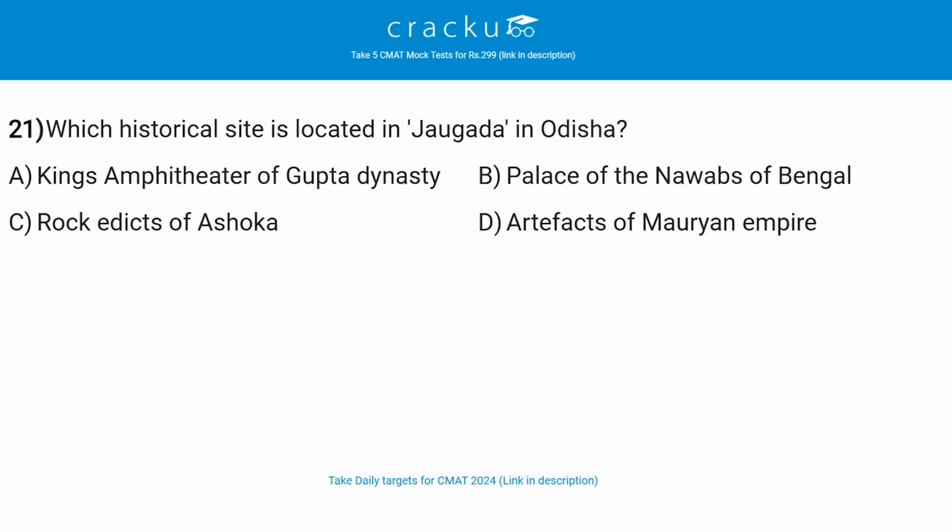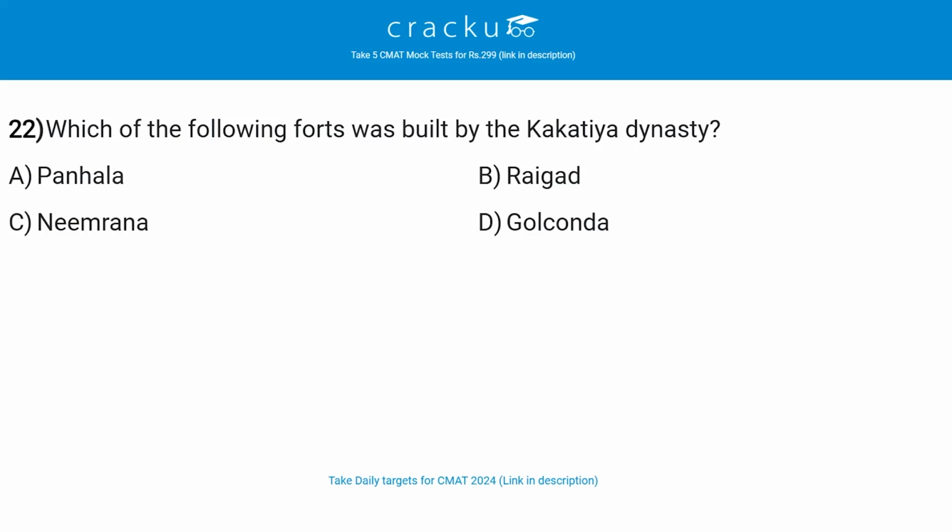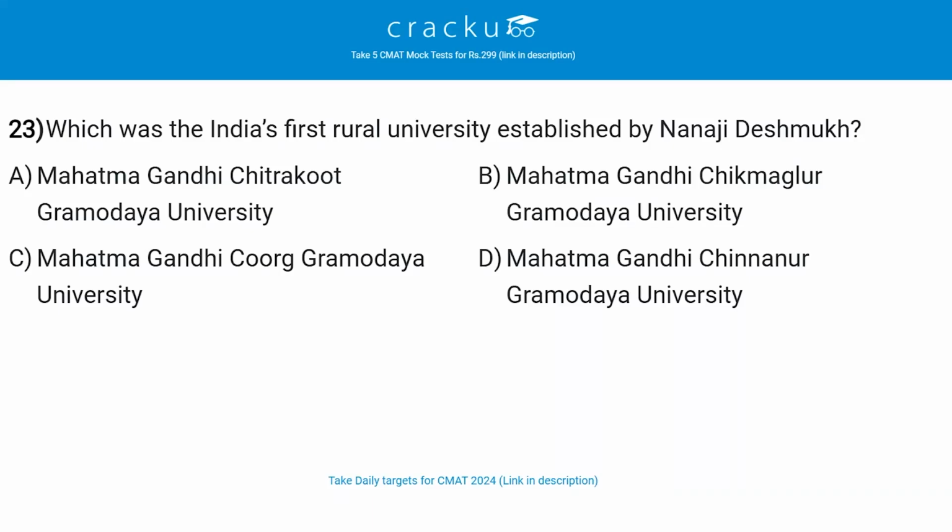Which historical site is located in Jaugada in Odisha? The answer is Rock Edicts of Ashoka. Which of the following forts was built by the Kakatiya dynasty? The answer is Golconda. Which was the Indian first rural university established by Nanaji Deshmukh? The answer is Mahatma Gandhi Chitrakoot Gramodaya University.